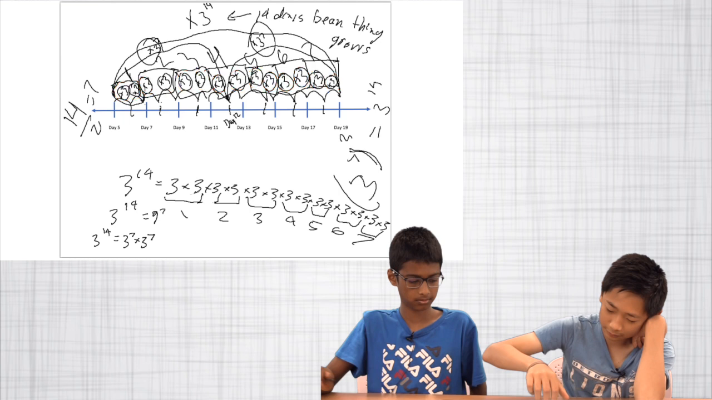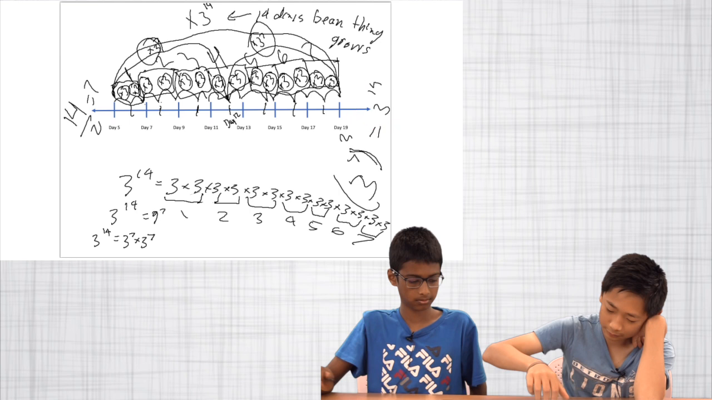Similarly, Josh and Arobindo saw that their beanstalk grew by a factor of 3 to the 7 two times. The beanstalk grew by a factor of 3 to the 7 over the first 7 days, from day 5 to day 12, and then by a factor of 3 to the 7 again over the next 7 days, from day 12 to day 19. This means over the two 7-day periods, the beanstalk grew by a factor of 3 to the 7 squared, which is equivalent to the total factor it grew by, 3 to the 14.